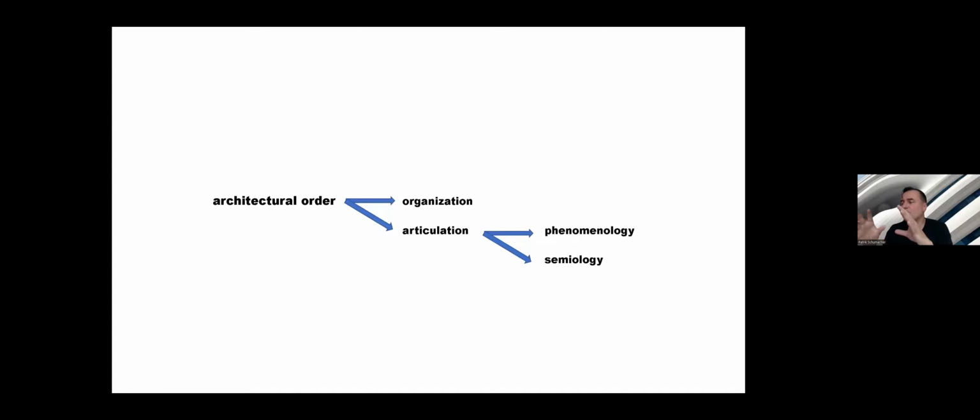And I used to break down these task dimensions of architecture like this, where I said architectural order has these aspects of organization and articulation, and articulation has a phenomenology and semiology. And now I'm using these four concepts. Organization becomes spatiology because it's really the science of organization, and articulation becomes both phenomenology and semiology, because these are aspects we have to differentiate.